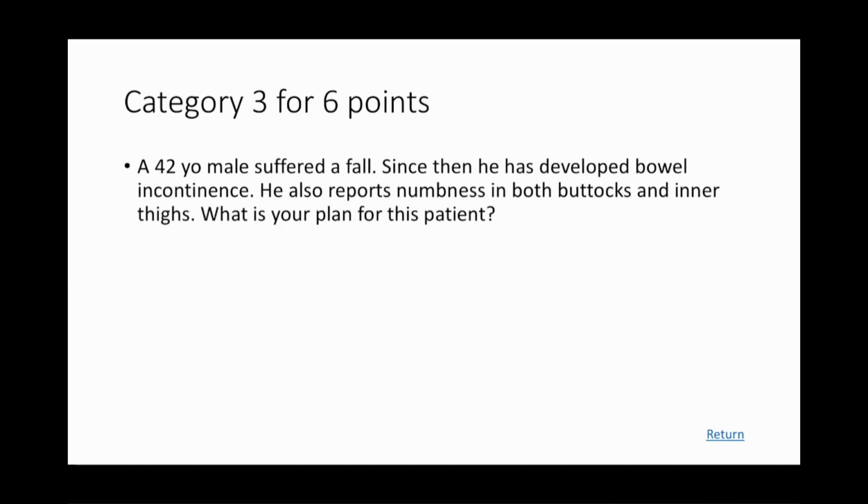42-year-old male suffered a fall. Since then, he's developed bladder or bowel incontinence. Also, numbness in both buttocks and inner thighs. What's that known as? Well, what's the symptom right here? With numbness in both buttocks and the groin. Saddle anesthesia. He's got bowel incontinence. He can't hold on to his bowels anymore because those nerves are damaged. So what's your plan for this patient? What are you worried about?